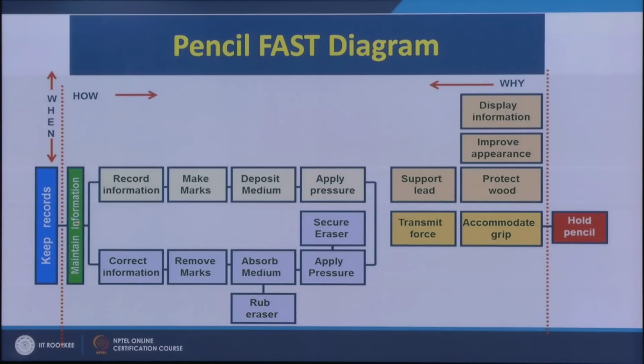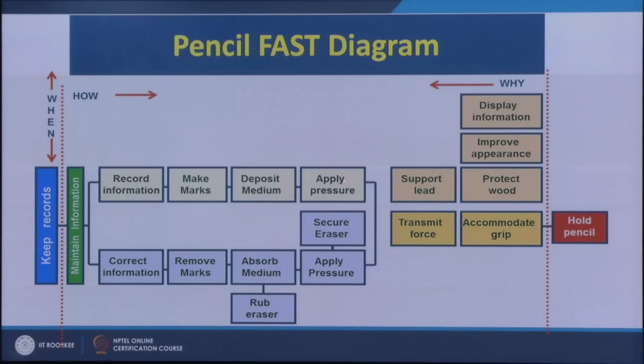By maintaining the information. How can we maintain the information? By recording the information. How can we record the information? By making marks. How can we make marks? By depositing some medium. The medium can be a pen or a pencil. Right now we are not clear that we are going to use a pencil, but maybe we will deposit the medium. How can we deposit the medium? The medium is lead or ink, something.